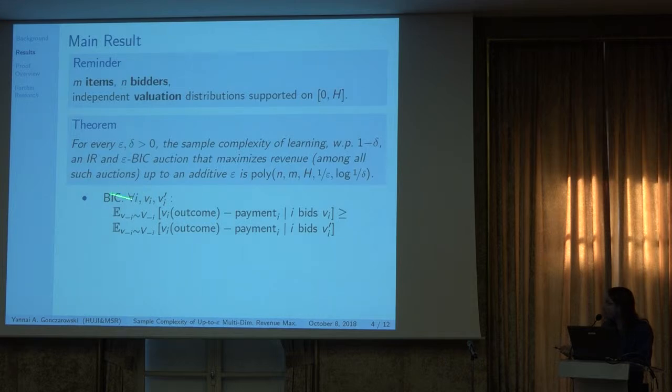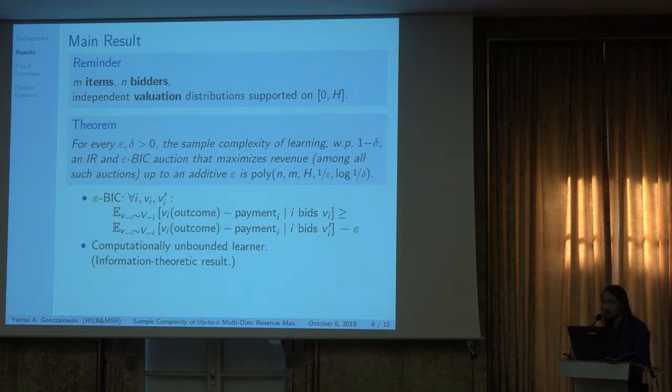So we said that Bayesian incentive compatibility means that my expected utility if I bid truthfully is at least as high as my expected utility if I try to manipulate. So epsilon BIC means that, well, maybe I could gain 1 cent in utility if I manipulate, but not more than that. I'd like to emphasize that this is for a computationally unbounded learner.